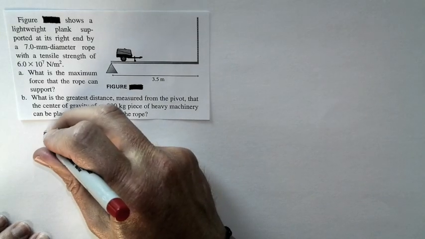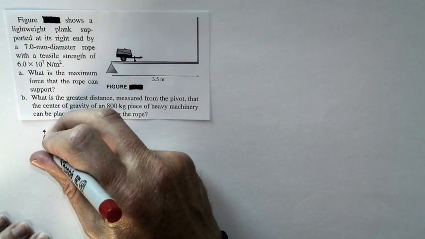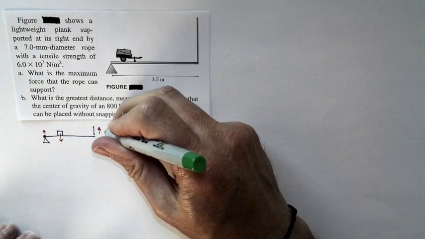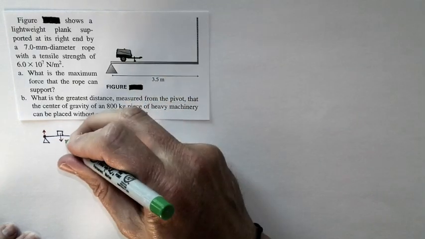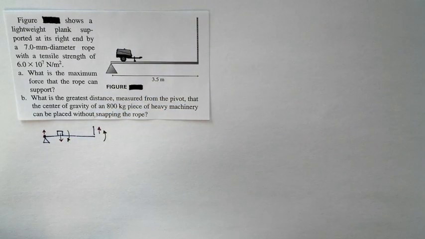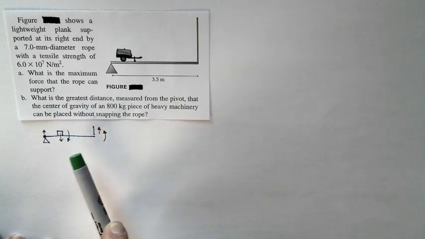And the pivot point is pushing up on the plank too, but we're going to treat this as a torque problem. We'll take this as our pivot point. If that's the pivot point for all of our torques, we've really got two torques. There's the rope, which is tending to make the plank rotate this way. We have the weight of the machinery, which is tending to make the plank rotate this way. And if the plank's not going anywhere, these two torques have to be equal to each other.